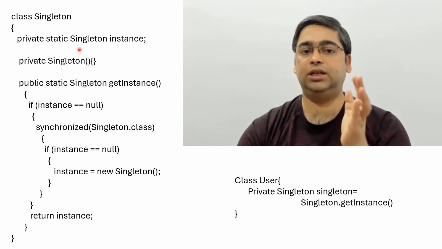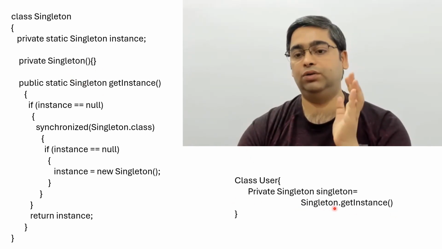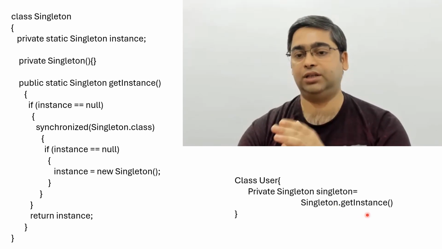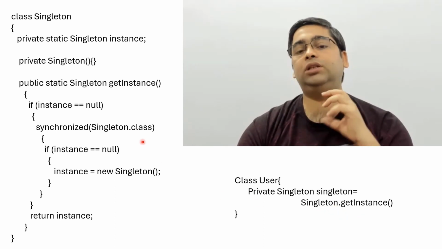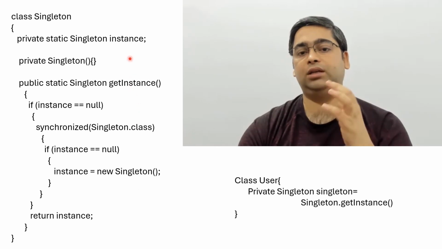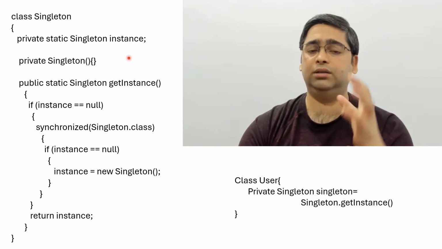Singleton.getInstance. This is a static method, so we do not need to instantiate the class. Simply call getInstance, and that's how you use it. Now this is just one of the ways of making a class singleton. You can do it in a much simpler way.